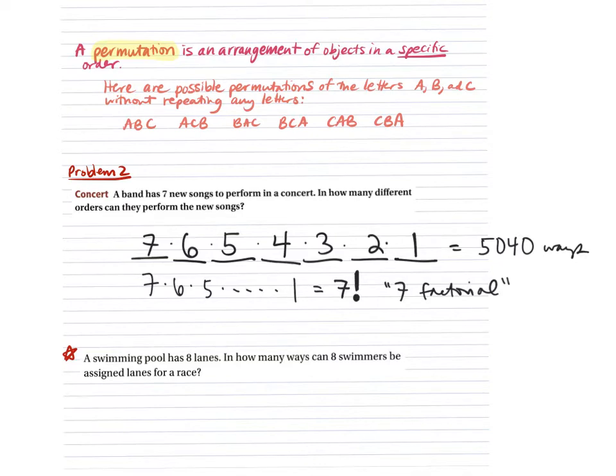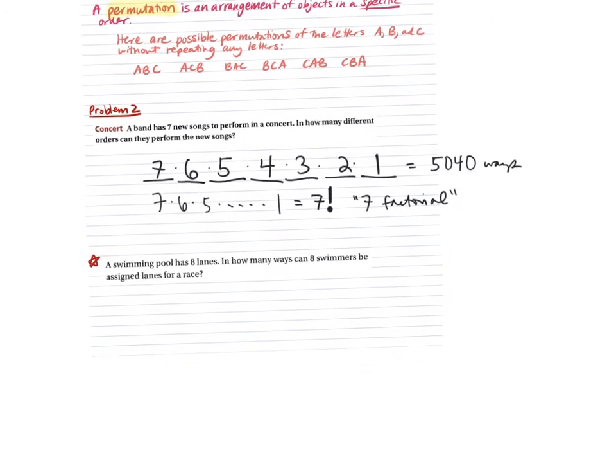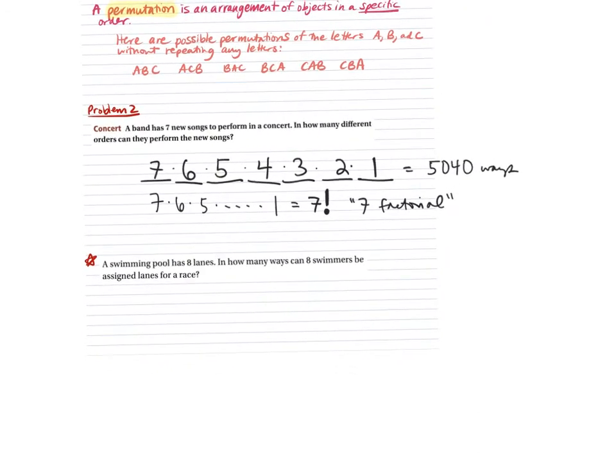Okay, so moving on to one example for you to do on your own. A swimming pool has 8 lanes, and how many ways can 8 swimmers be assigned a lane for the race? So press pause, try this one on your own, and then check back for the solution.